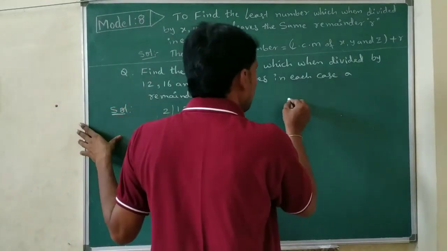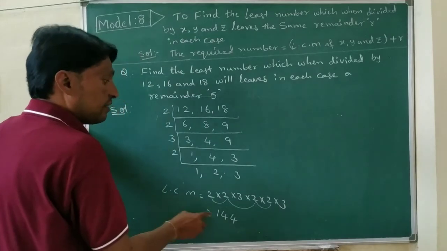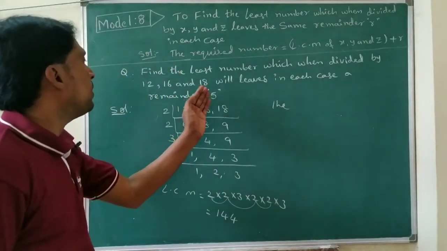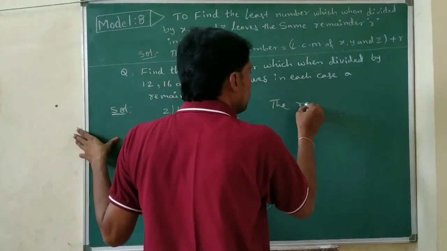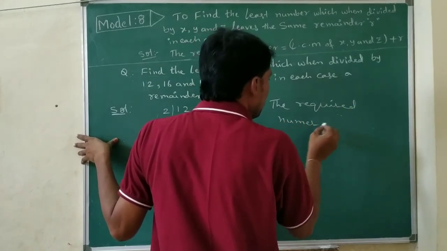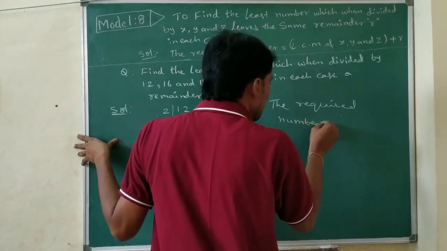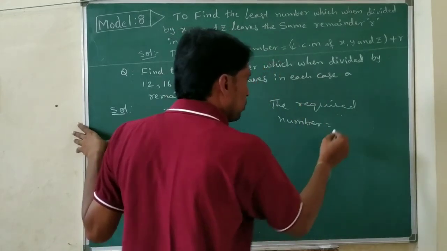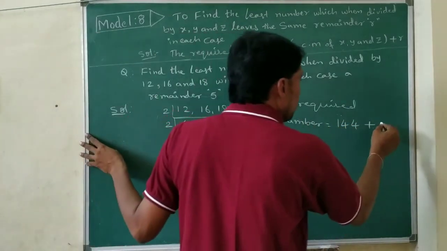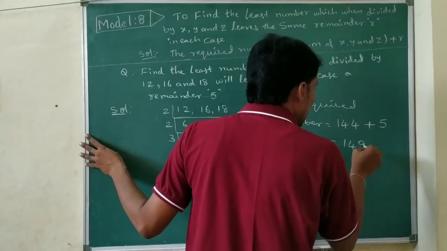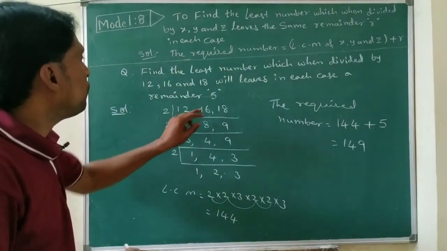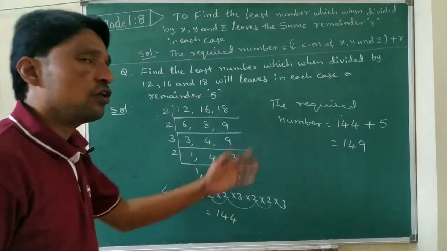So we got the LCM as 144, but they say in each case the remainder is 5. So the required number equals the LCM of the given numbers, 144, plus the remainder 5, and we get the answer 149. When we get the same remainder in each case, we need to follow this rule.